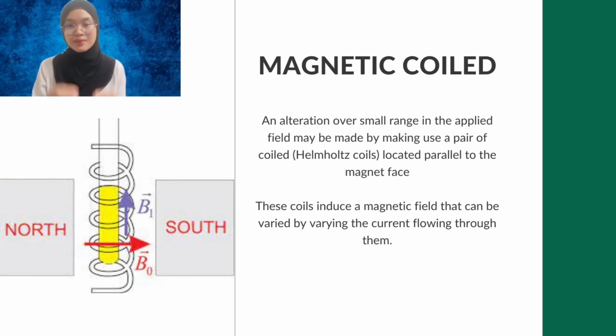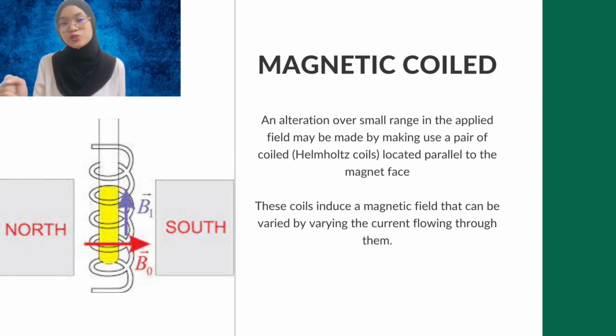Next is the magnetic coil, which is also known as the magnetic field sweep. Actually, it is not easy to vary the magnetic field of a large stable magnet. However, this problem can be overcome by superimposing a small variable magnetic field on the main field by using a pair of Helmholtz coils on the pole face of the magnet. So these coils induce a magnetic field that can be varied by varying the current flowing through them.